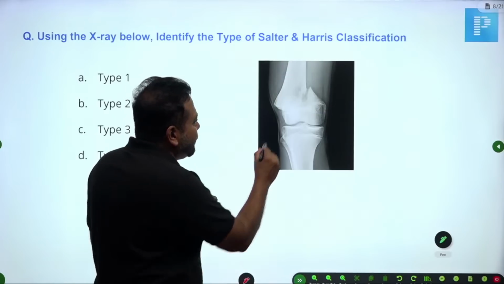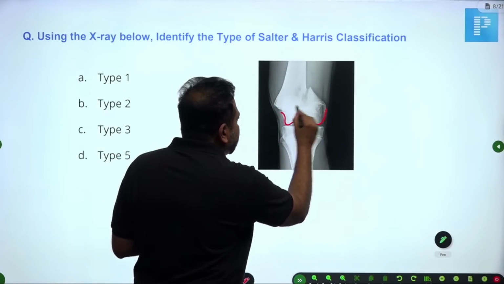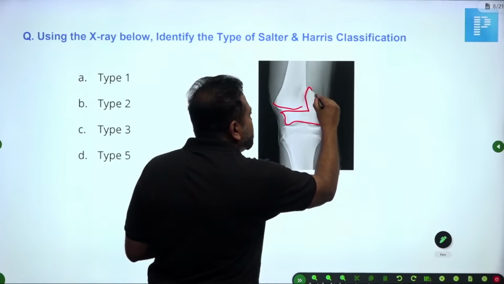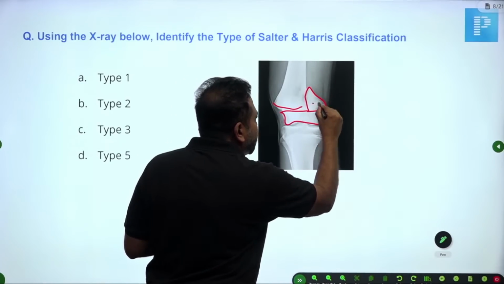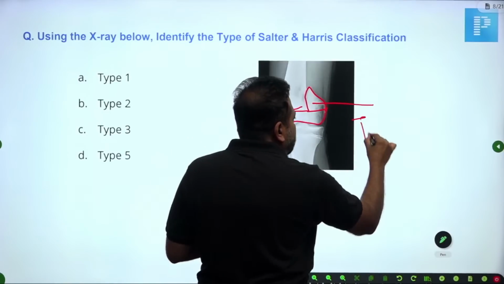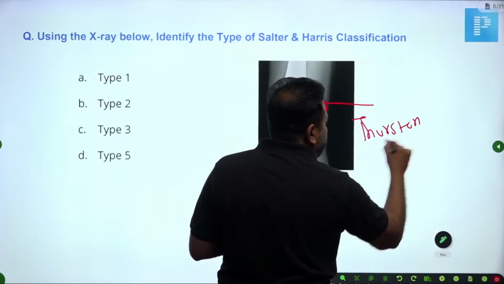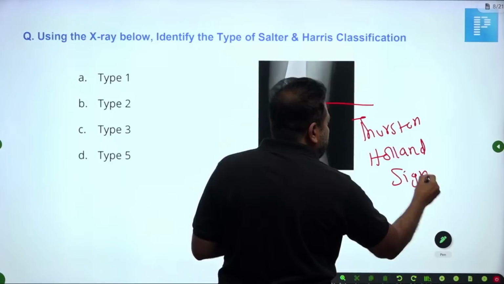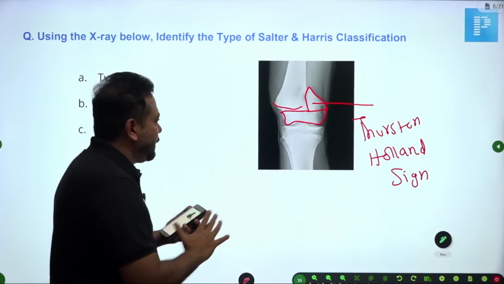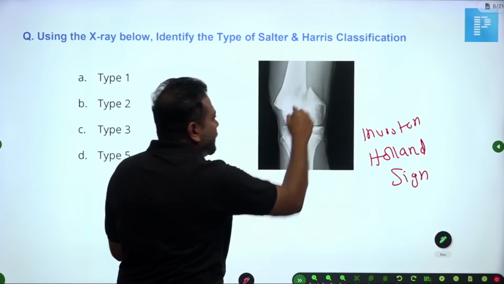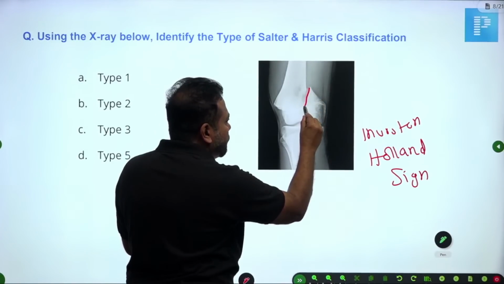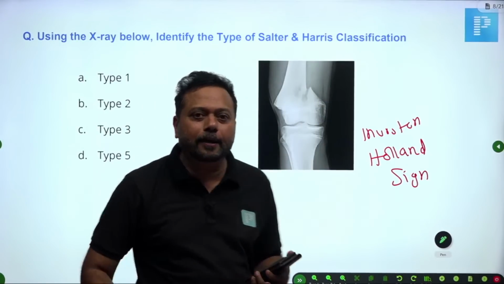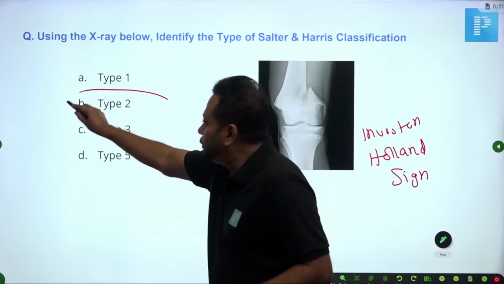Yes, you see, I am able to see this is the epiphysis and this is the metaphysis. This epiphysis is carrying a small triangular bit of metaphysis. See this triangular bit. This is called the Thurston Holland sign. You can see very classically that triangular bit of metaphysis with the epiphysis. The Thurston Holland sign classically belongs to type 2.